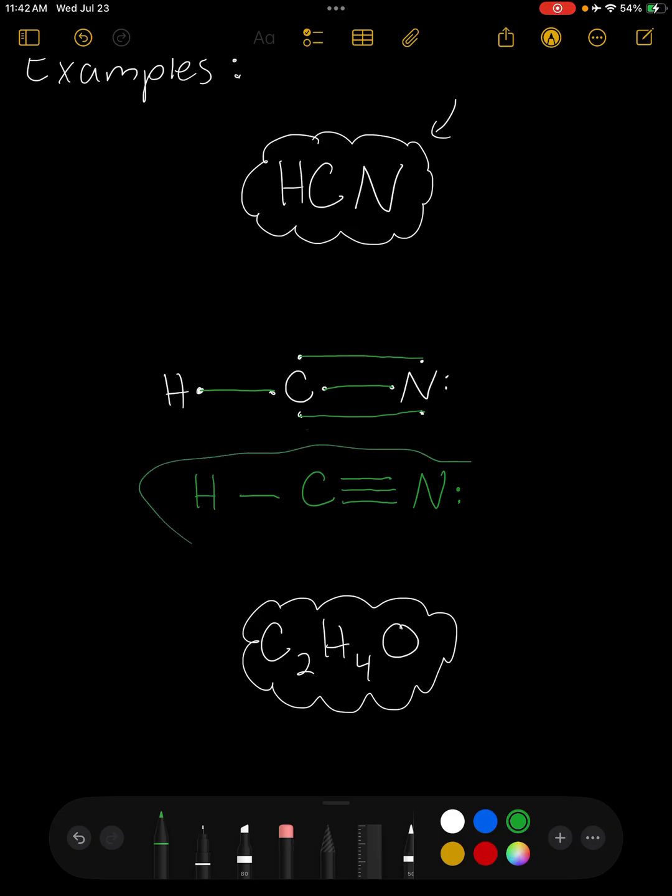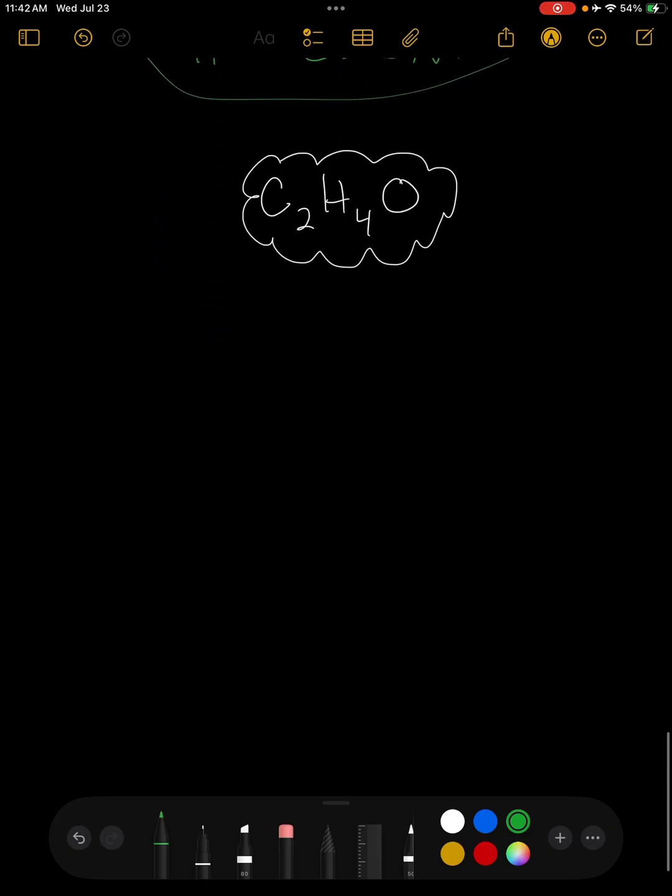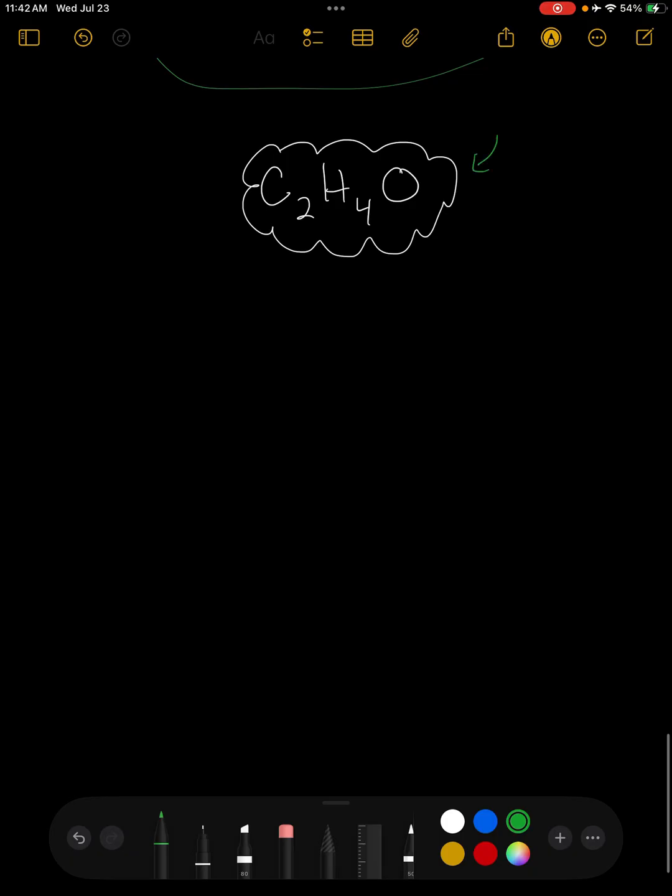So this would be your final structure for HCN. All right. This last one, C2H4O, is just a bigger molecule. And so when you're looking at a bigger molecule, it can be a little bit challenging to figure out where to start. But again, deciding where to put your middle atoms is super important.